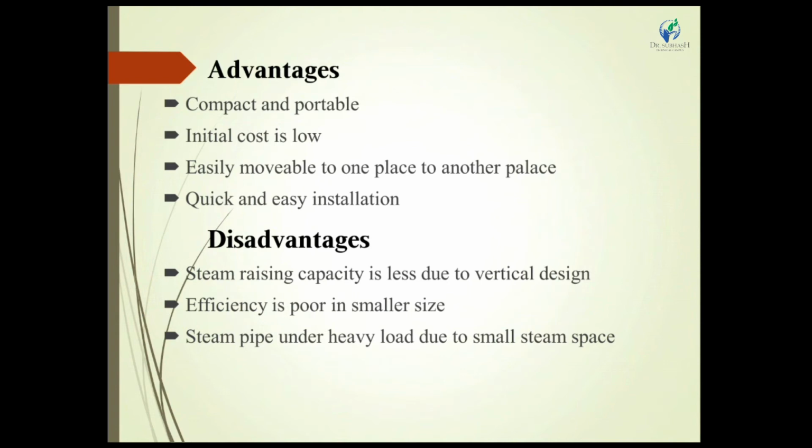Steam pipe under heavy load due to the small steam space. This means that we are producing steam inside the boiler, and all the components and parts are in a single drum. That creates a higher pressure, and this pressure creates a heavy load on the pipe because of the very small space provided for the steam. So it creates a heavy load on the pipe. That is the most significant disadvantage of this boiler.